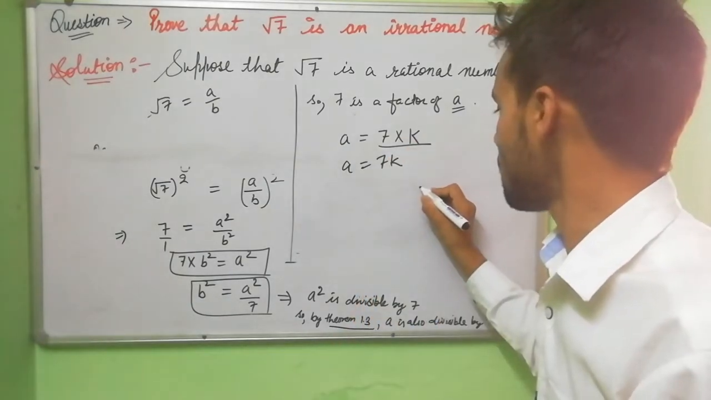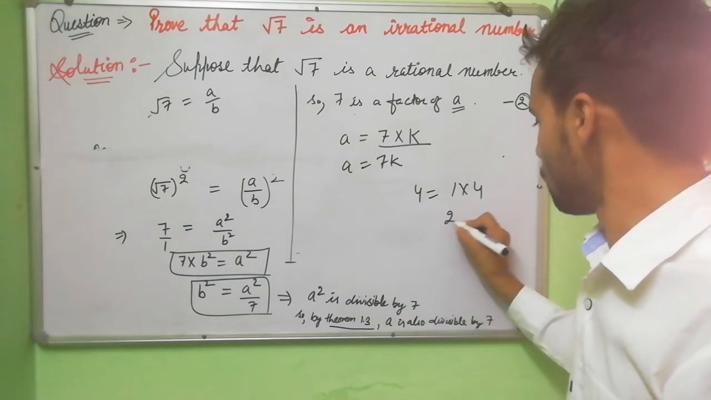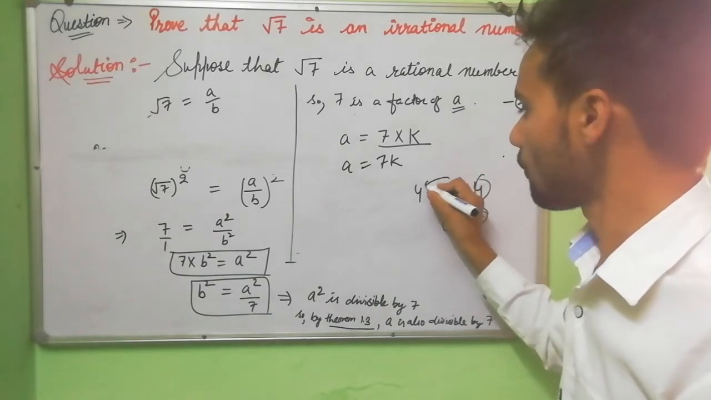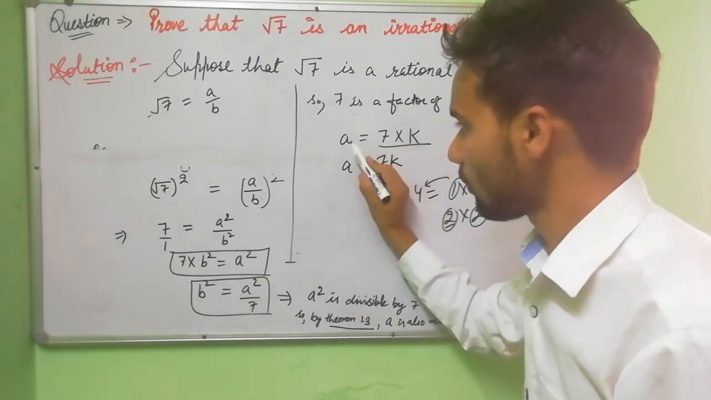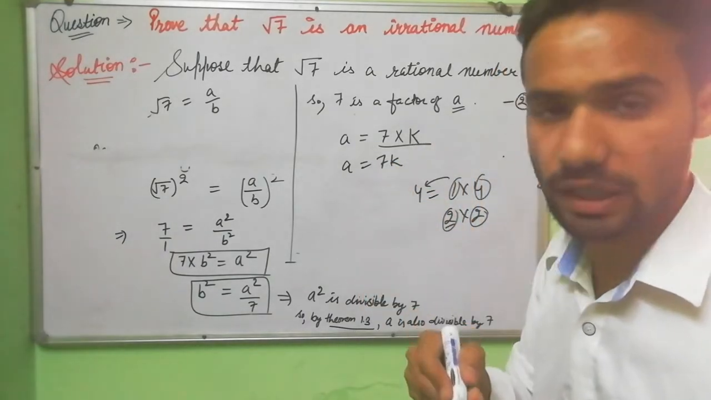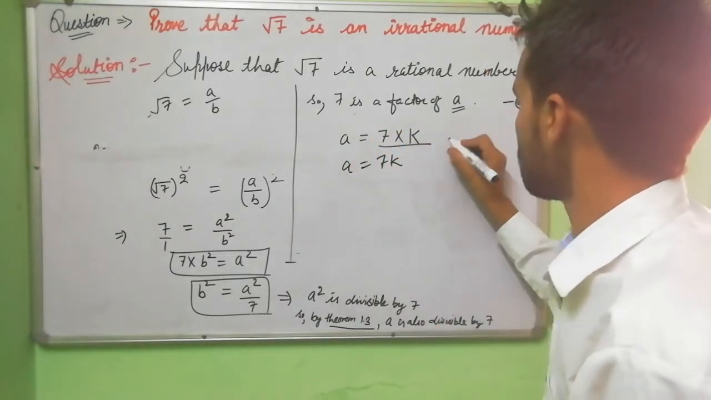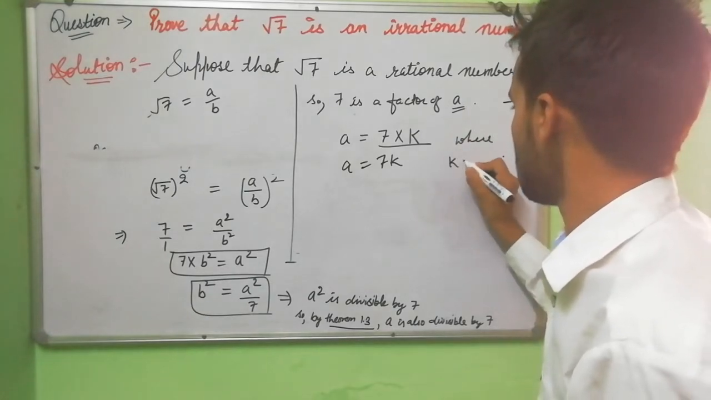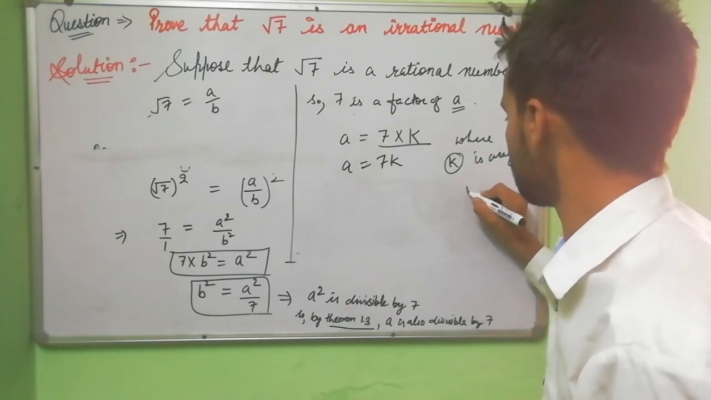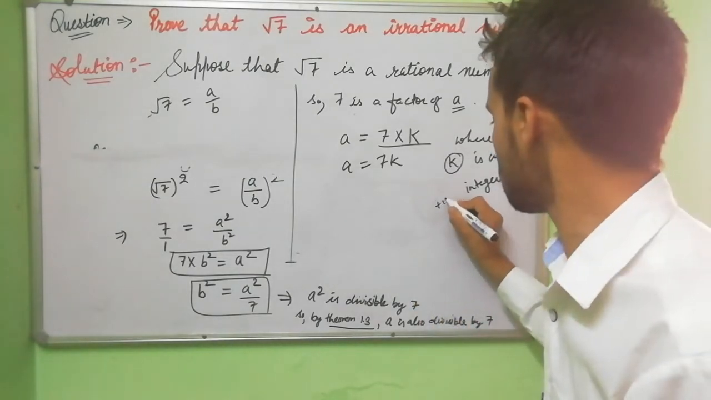For example, I want to find the factors of 4. You write 1 times 4, and 2 times 2, which gives 4. So these numbers are called factors of 4. Similarly, a has factor 7 and I take the other as k. 7 multiplied by k gives a. So here a equals 7k, where k is any positive integer.